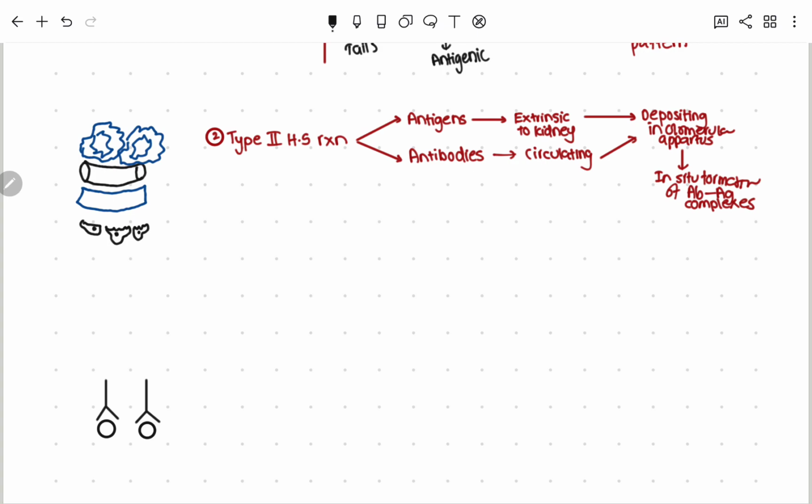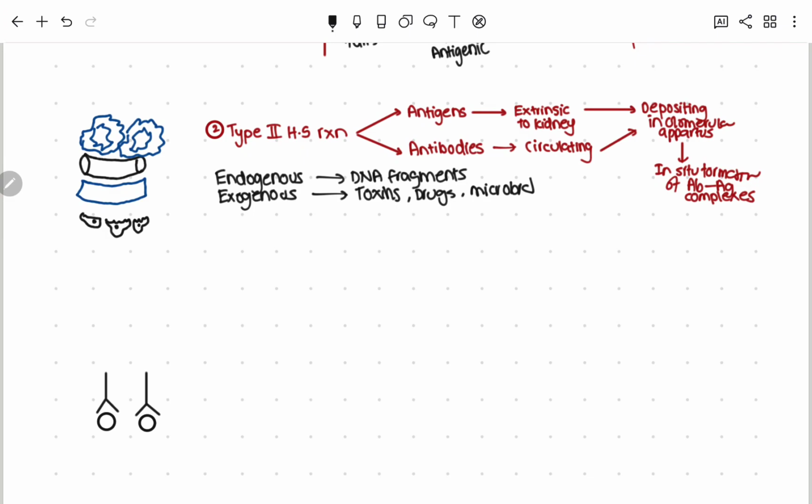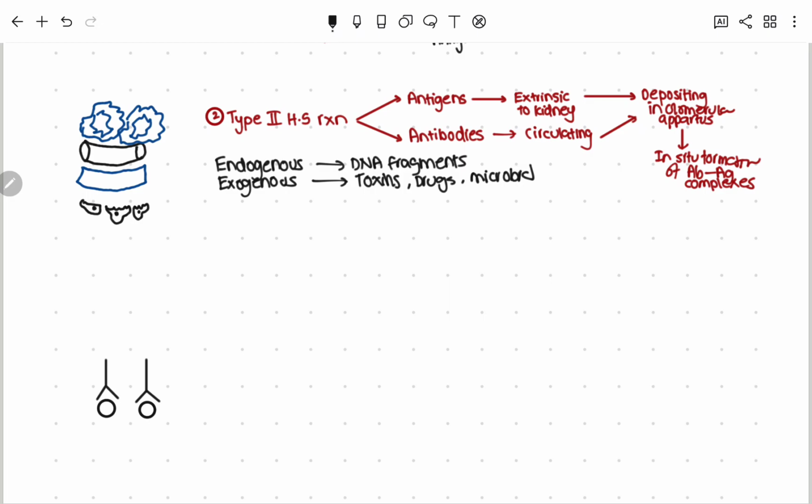Now what we need to discuss, another thing, obviously if we're talking about these extrinsic antigens, we need to know what these extrinsic antigens are. And so these can be endogenous antigens, and this is normally DNA fragments. Or they can be exogenous deposition into the kidney, meaning these are antigens that come from the outside. These could be toxins, these could be drugs, they could be microbial in nature as well. Anyway, the point being that these antigens that are extrinsic to the kidney are deposited within the glomerular apparatus.